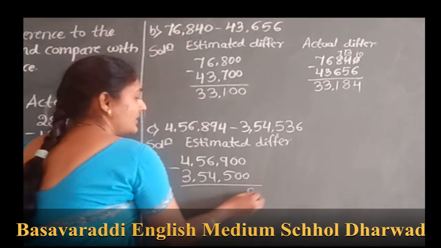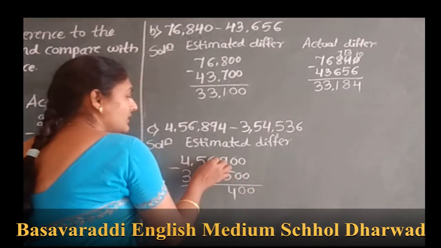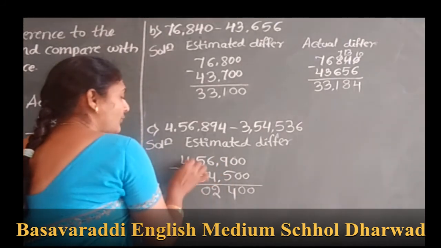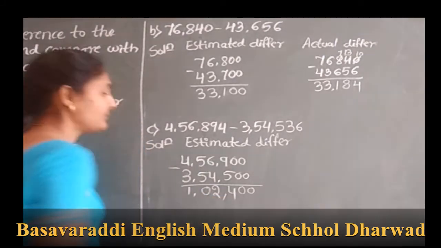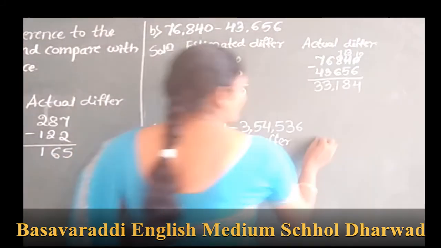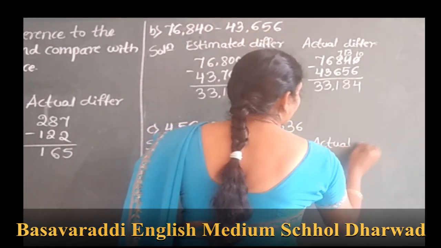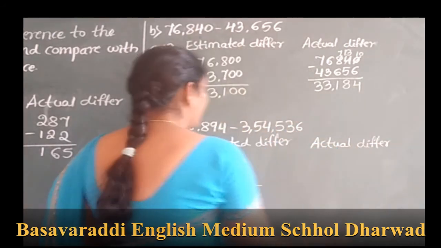0 minus 0 is 0. 0 minus 0 is 0. 6 minus 4 is 2. 5 minus 5 is 0. 4 minus 3 is 1. This is the estimated difference. Next, the actual difference. How much is the actual difference? Let's write the number there.